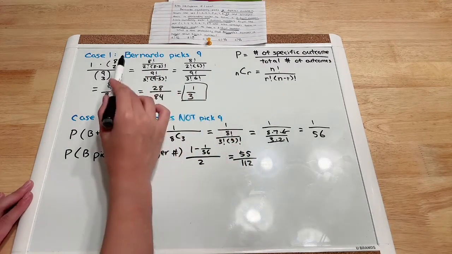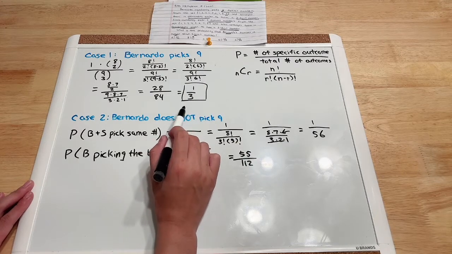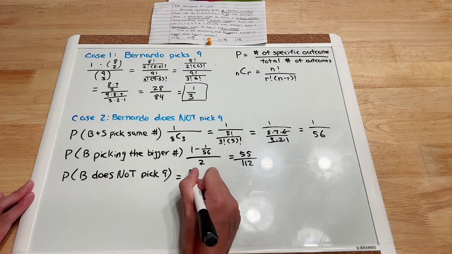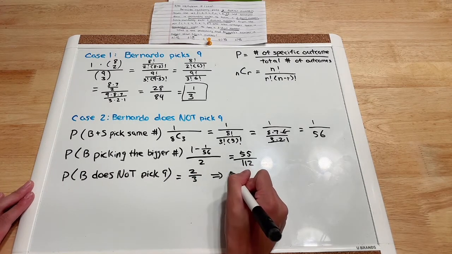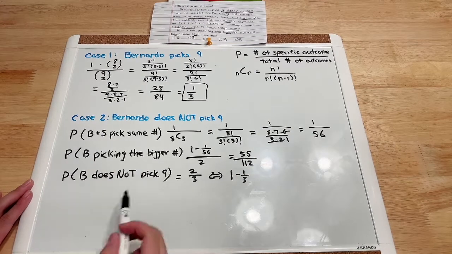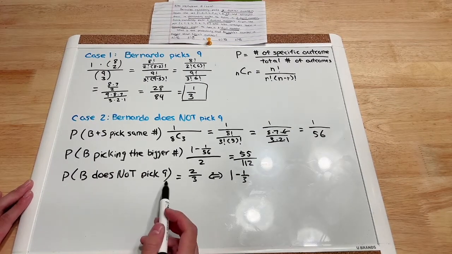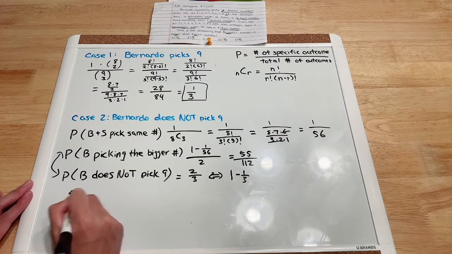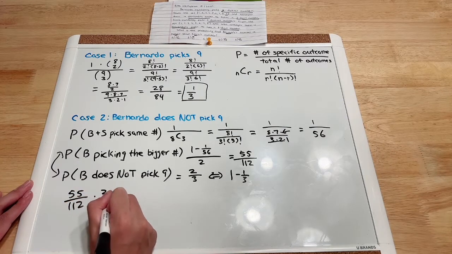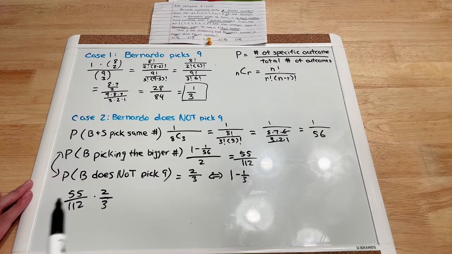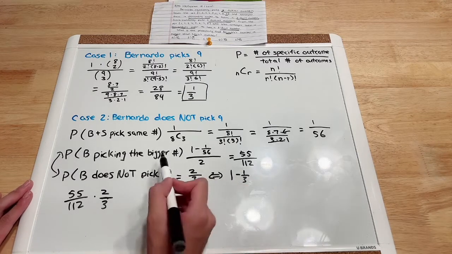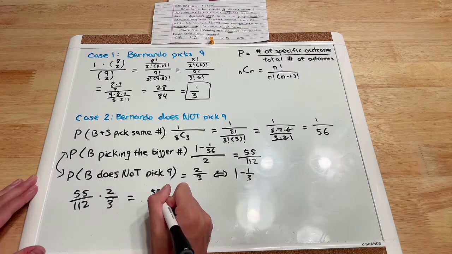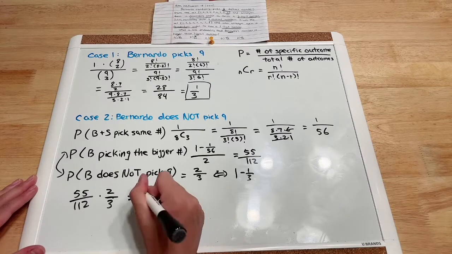So we know that the probability that he picks a 9 is 1/3. So the probability that Bernardo does not pick a 9 is equal to 2/3. We got this from 1 minus 1/3. Now we have to use this probability to factor in the fact that he didn't pick a 9. So we put these two together. We do 55 over 112 times 2/3, because remember, 2/3 is when he doesn't pick a 9, and 55 over 112 is when he picks the bigger number, when he doesn't pick a 9. So this probability would equal 55 over 168. And this would be the answer to the second part.